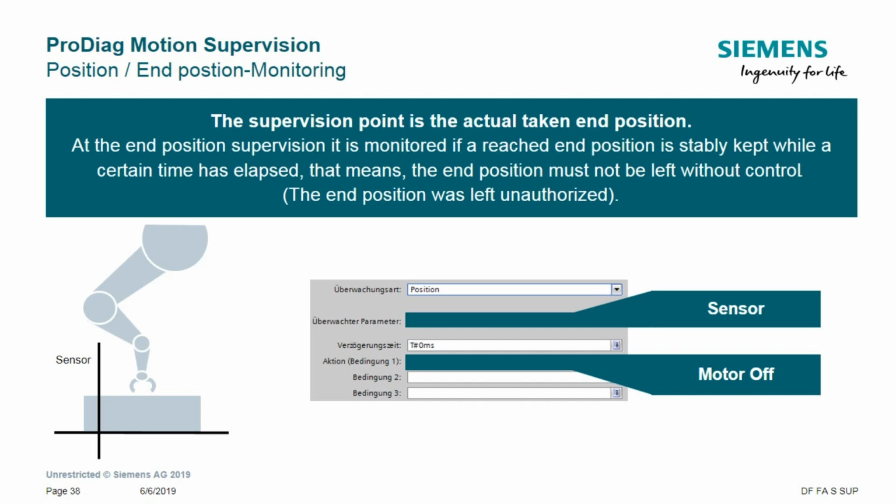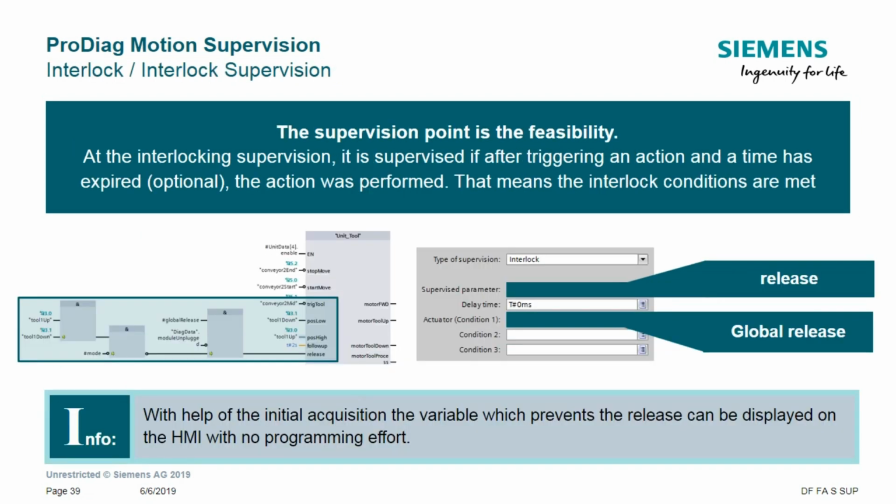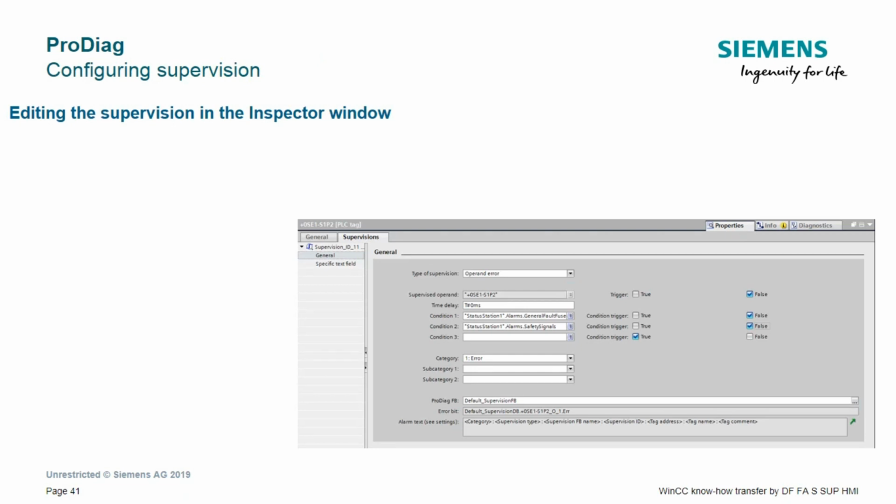So one use case would be, for example, if the machine is triggered to manual, how do you say that? Manual operation, it cannot be an automatic operation. That's the use case for interlock. That should be clear. Okay.